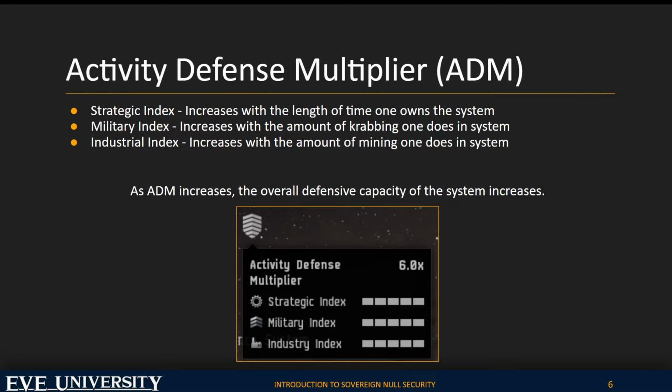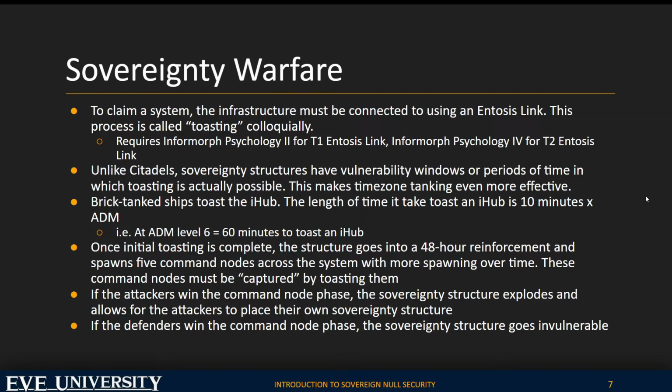mined. ADM increases the overall defensive capacity of the system, and we'll talk about that a bit more when we get to sovereignty warfare. But as you can see in my screenshot here, the strategic, military, and industry indices are all at max, and the activity defense multiplier is 6.0. So we're going to talk about what that means now. So to claim a system in Sovnull, you have to connect to the infrastructure. It could be the infrastructure hub or the TCU, but generally you're going to go for the iHub.